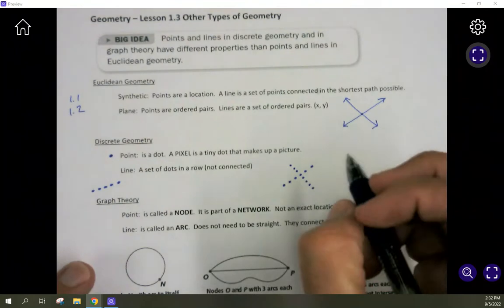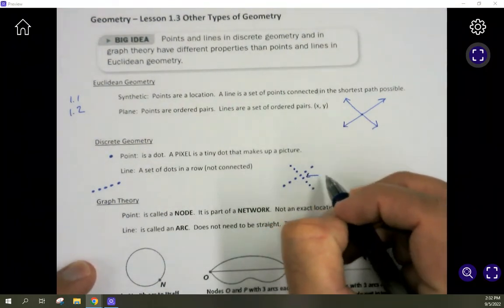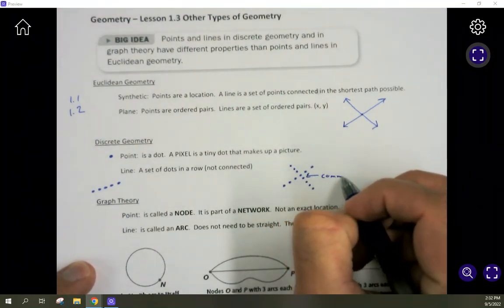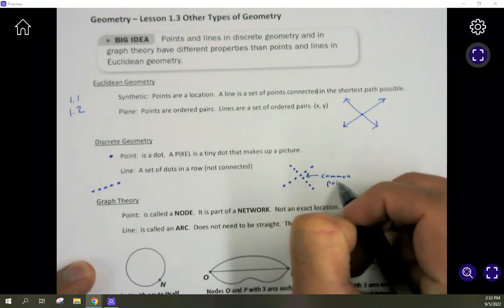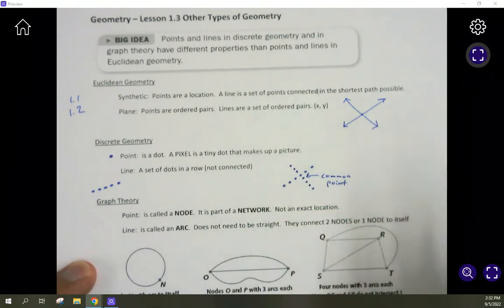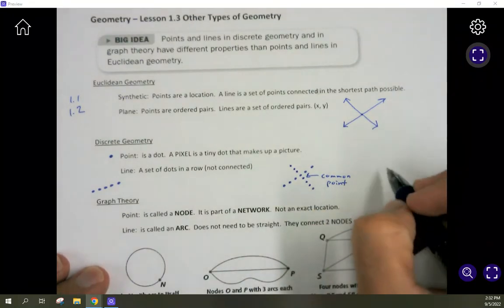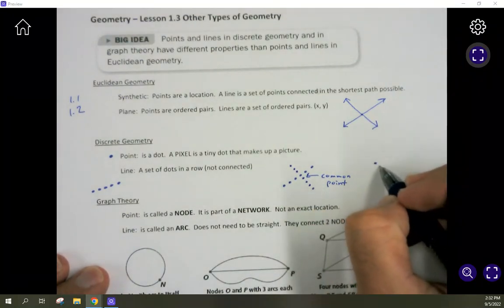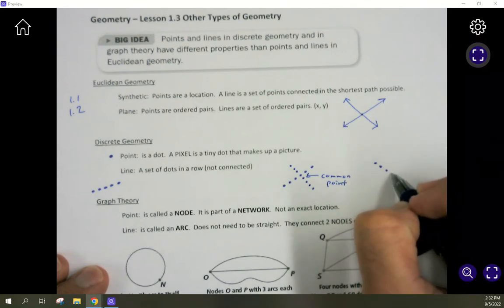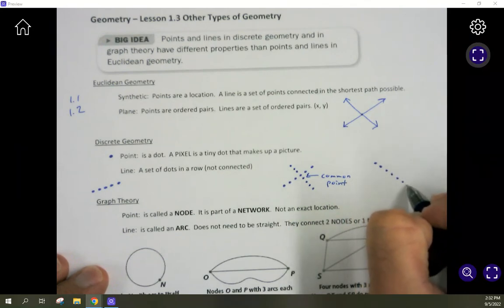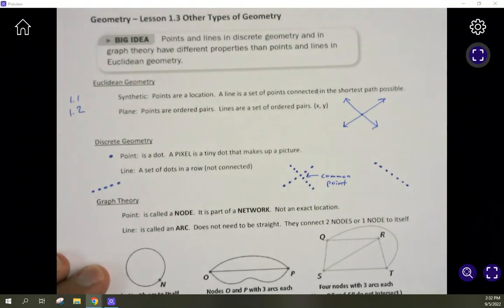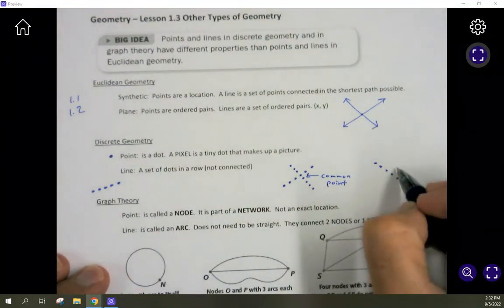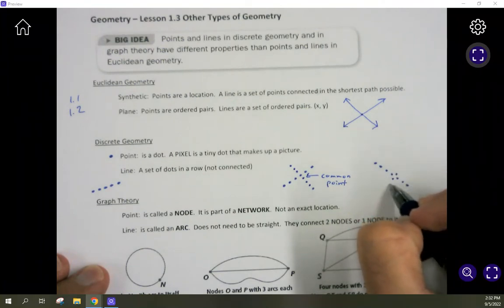And so they have what's called a common point. So these two lines intersect and have a common point. But in discrete geometry, we could draw two lines that cross that don't have a common point. So if we draw this line, think about how can we draw a line that intersects this, but they don't have a common point. So they're not going to cross right on this point. They're going to cross basically in between points.